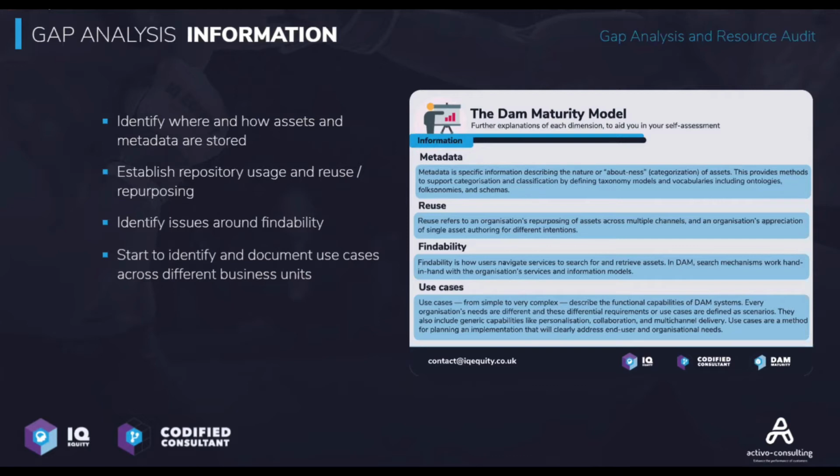And much like the ordering of the parent categories, we see assets and metadata as the starting point for an information-centric DAM strategy. So once you have your assets and metadata in order, reuse, findability, and delivering to different use cases becomes much more straightforward.